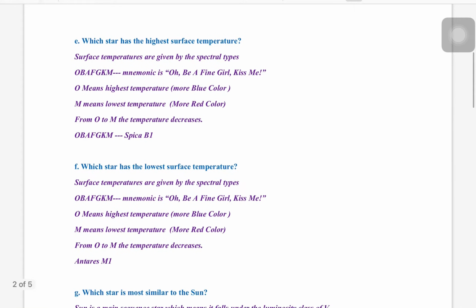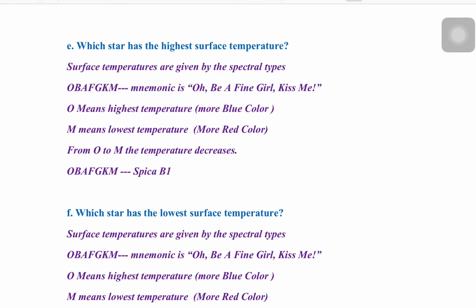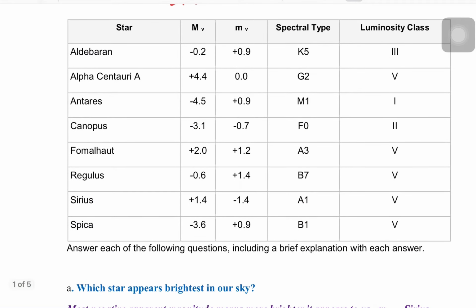It is asking for the highest surface temperature, but we got this answer now. The lowest surface temperature is M1, and the highest surface temperature, how do you calculate the highest surface temperature? You have to look for the stars with O type. Let's see if there is any star of O type. I don't see any star of O type.